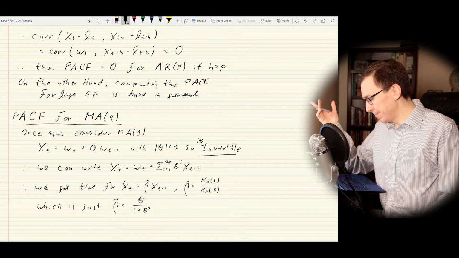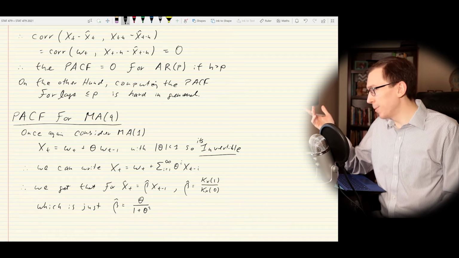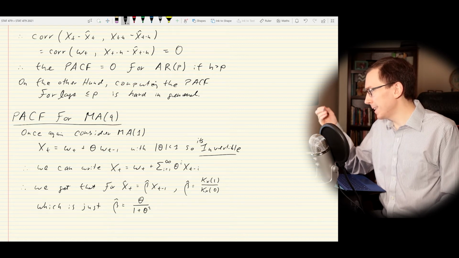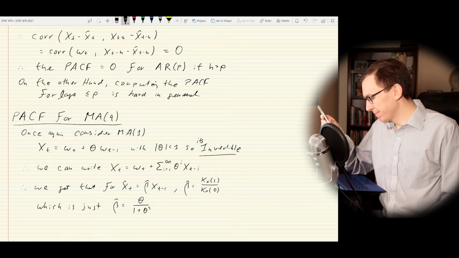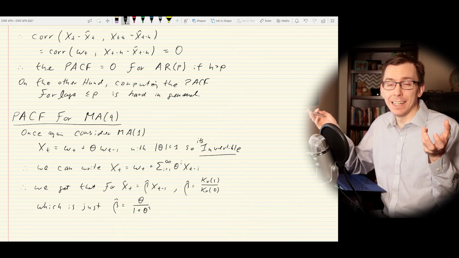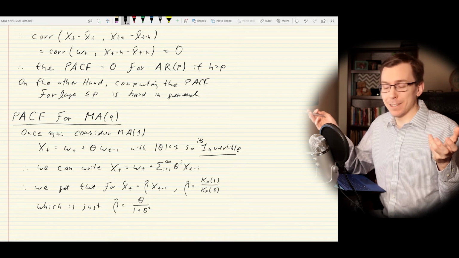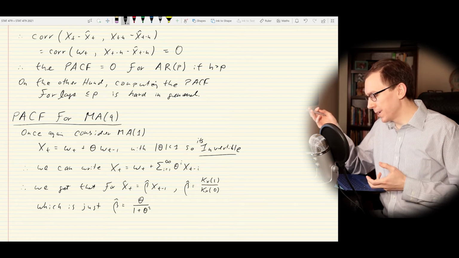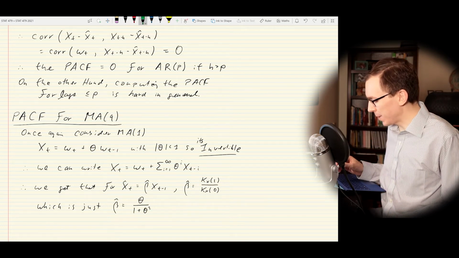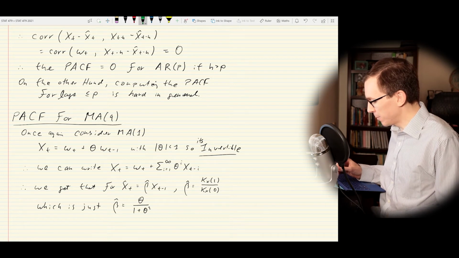This is simply what we're saying: if I wanted to compute, say, something like the partial autocorrelation at lag 2, then what I would need to do is take xt and predict it based on xt minus 1. So I get this exact same equation as last time with a single beta hat. I can solve for the beta hat the exact same way I did last time.